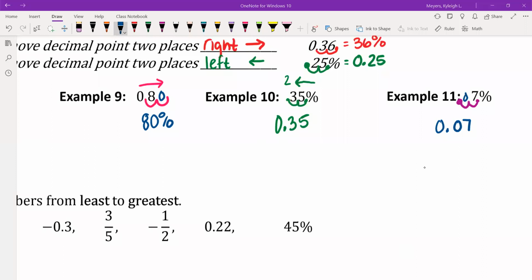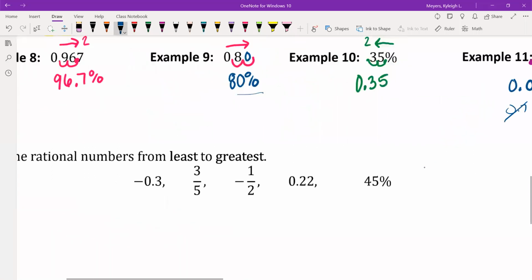All right, so 9 and 11 were kind of tricky, okay? So remember you had to move 2 places to the right, but there was only one number. So then we put a 0. So instead of 8%, it's 80%. With example 7, again, there was only one number, so you put a 0. So it's not 0.7, it's 0.07. Okay, so just be careful there.